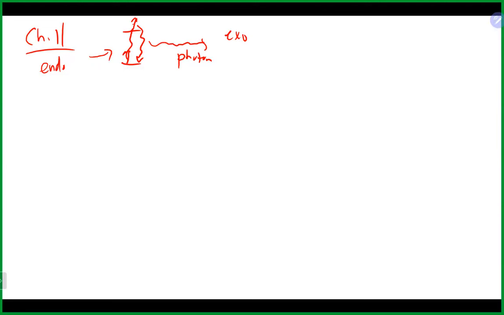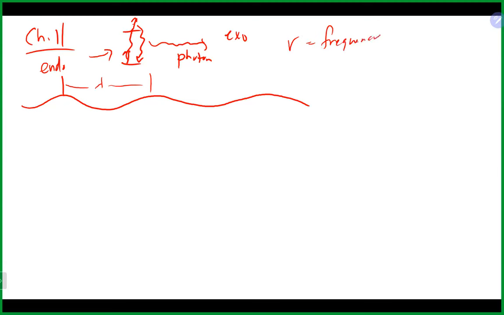That photon of light, and how energy travels through space, is in the form of waves. And waves have a couple of different parts, as we talked about. There's the wavelength, which is lambda, the distance between two peaks or two troughs. There's also the frequency, which is how many times a wave passes a particular point in a second.